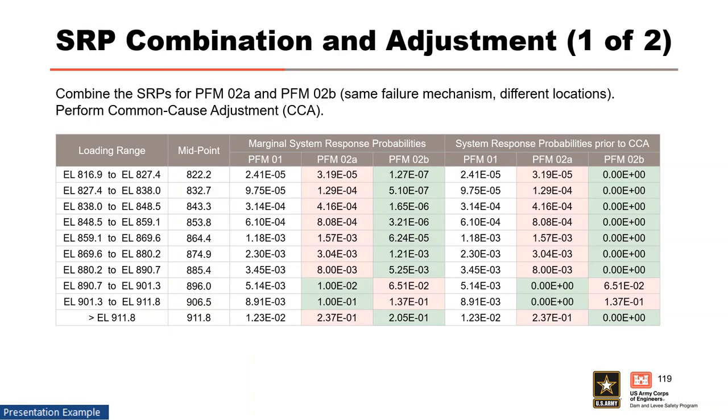Here we have the marginal system response probabilities for a couple potential failure modes, and we are told to perform a common cause adjustment. PFM 2A and 2B are the same failure mechanism evaluated at different locations. So prior to performing the common cause adjustment, we must first identify the maximum probability between PFM 2A and 2B at each loading partition and zero out the other probabilities. As shown, the system response for PFM 2A is highest for all stages, but the third to last and second to last partitions. The maximum system response probabilities are carried forward and the others are replaced with zeros.